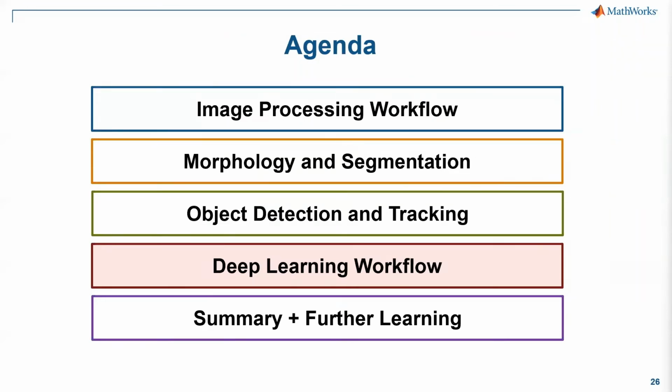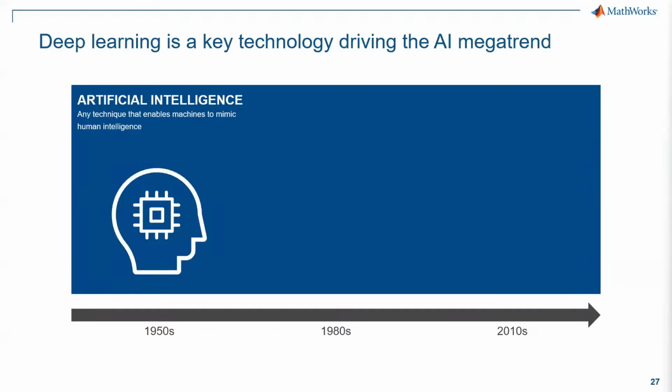Now let's explore the deep learning workflow with a computer vision application. Let's learn a little bit about deep learning. So deep learning is a key technology driving the current artificial intelligence megatrend. Its origin dates back to the very early computer applications that evolved to include machine learning, which it's now considered a subset of.